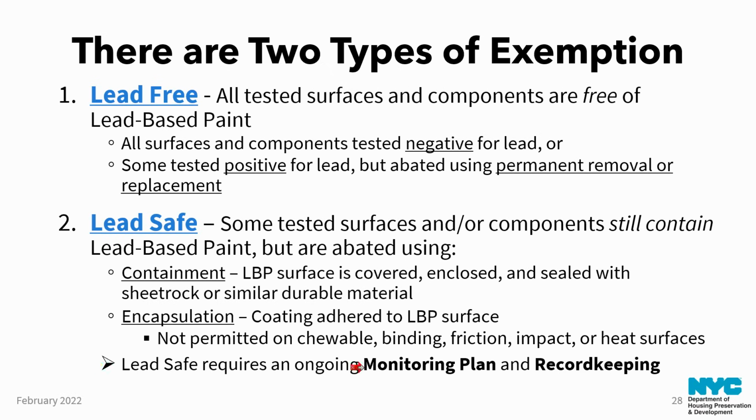Another thing to note about the monitoring plan is that if you want to keep the exemption active for that apartment, you will be required to maintain that monitoring plan and continue following it, even if the child under 6 moves out of the apartment, and so there's no child living there. If you want to maintain that exemption, you'll have to continue following the steps outlined in the monitoring plan. So those are the basic outlines of the two kinds of exemption.